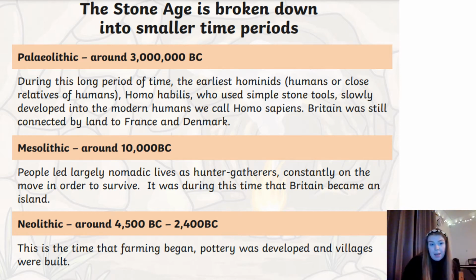But the second time period was the Mesolithic period, okay, and that was around 10,000 BC. And people led largely nomadic lives as hunter-gatherers, constantly on the move in order to survive. So people were moving around more and they were doing lots more hunting because they needed that to survive. It was during this time that Britain became an island, okay? So the land we were talking about where we could walk over, that stopped and we've got seas around us now instead.